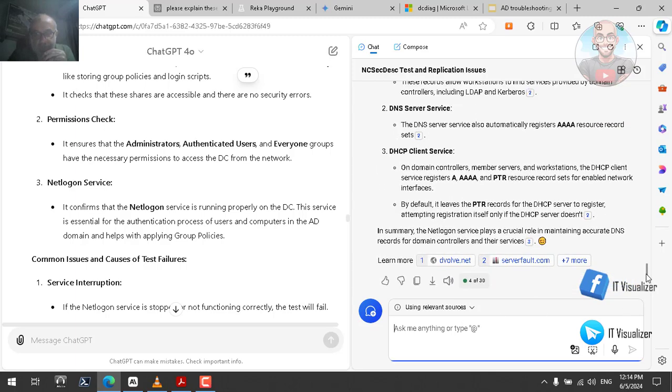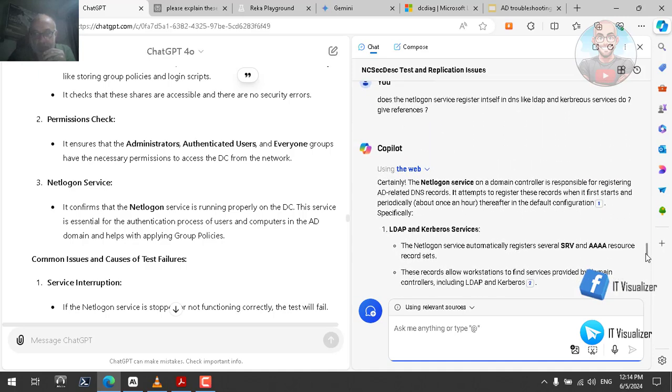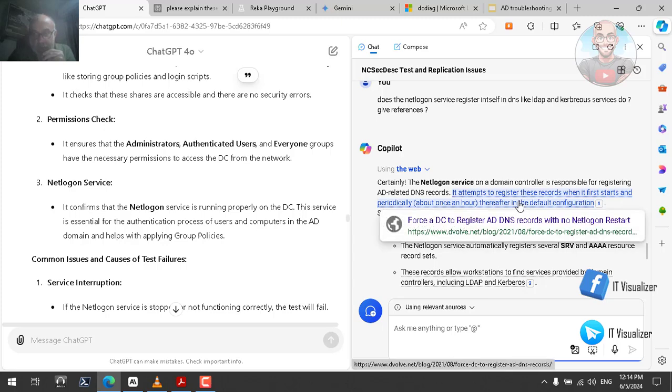Sorry guys, I'm talking in Arabic. Let's see. It attempts to register this record when it fails at first start and periodically, about 1 hour in the default configuration. So let's see here. It is responsible for registering AD related DNS records. It attempts to register these records when it first starts and periodically after 1 hour. Force a DC to register its DNS records with nltest.